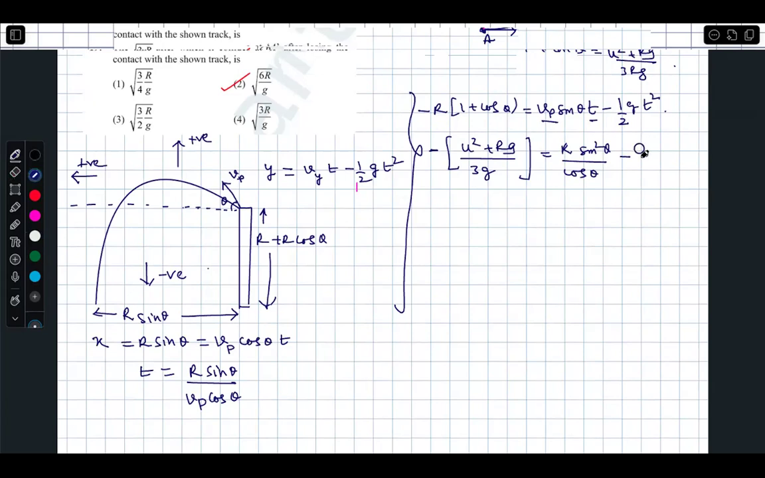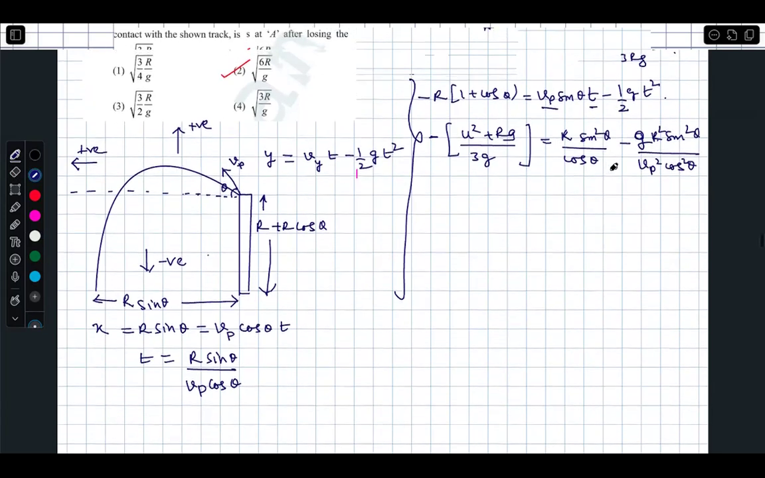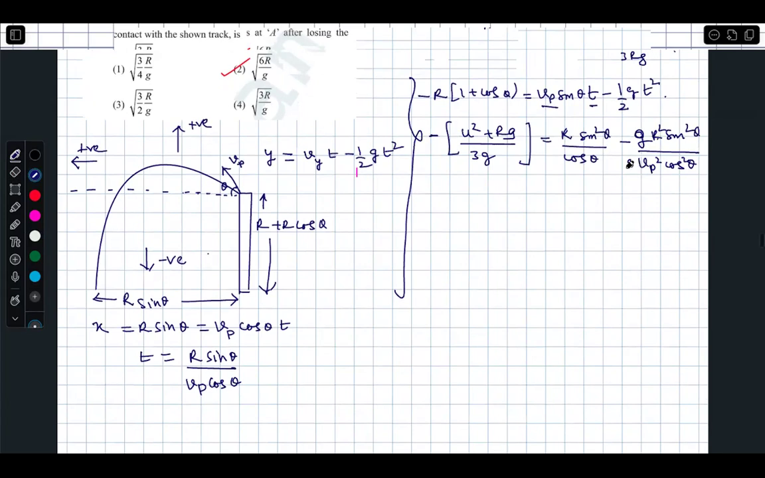g t square means g times t square, that is r square sin square theta by Vp square cos square theta, by 2 also.